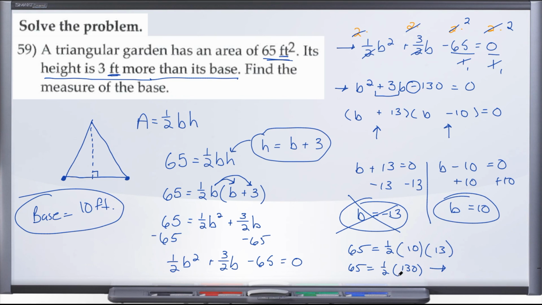And what is half of 130? 65, isn't it? So 65 equals 65. That's a true statement. So we know that our answers are correct because when we plug back into the formula, we get a true statement. So in this case, the base equals 10 feet.